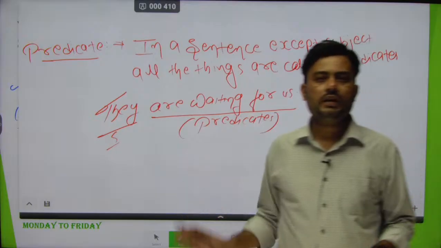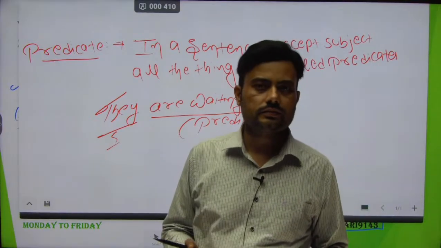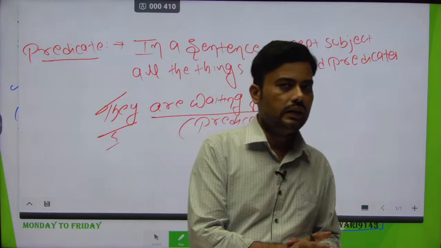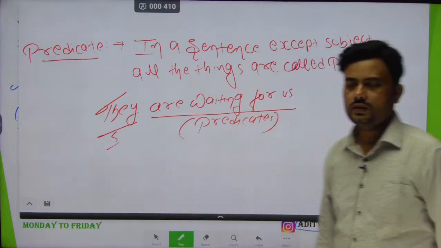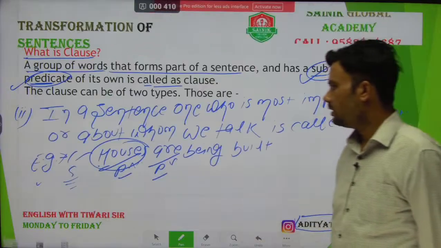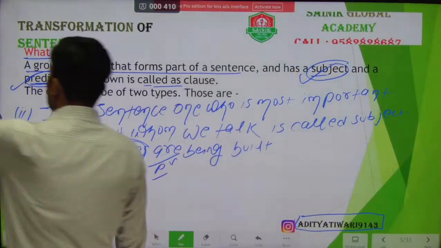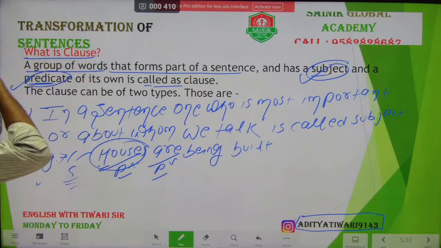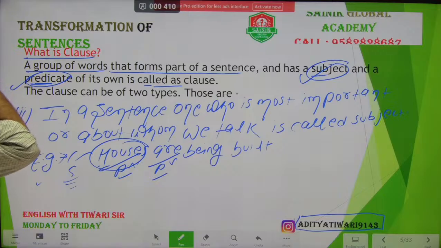Am I clear to all of you? If I am clear to all of you, then we will go ahead and try to understand the rest of the things. So see, here I was teaching you clause. In clause we discussed that a clause is a group of words that forms a part of a sentence. It has a subject and a predicate of its own.